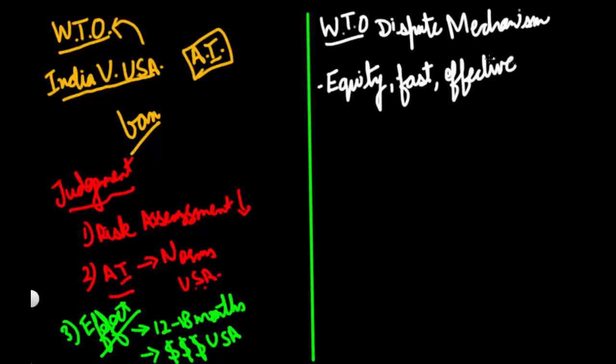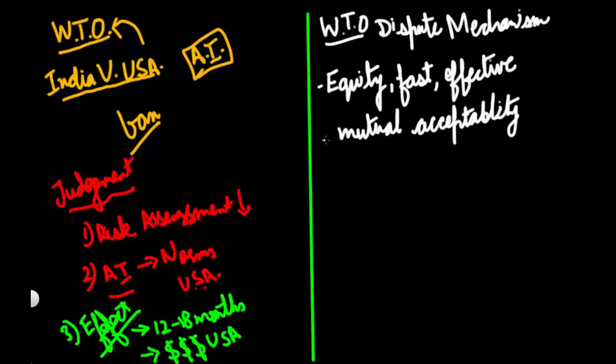If it is not effective justice, that means, let's say, a judgment comes after 100 years, it will not be of any use. And lastly, one of the basic principles of the WTO dispute mechanism is the mutual acceptability of the solution. Mutual acceptability, right? On these principles the WTO works.